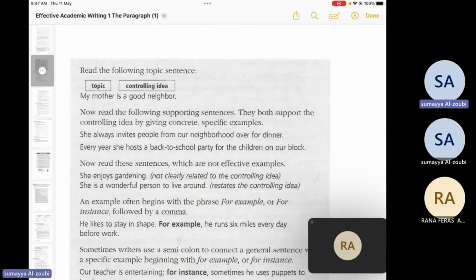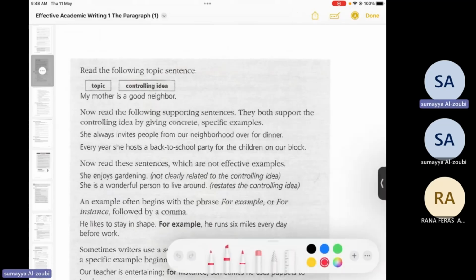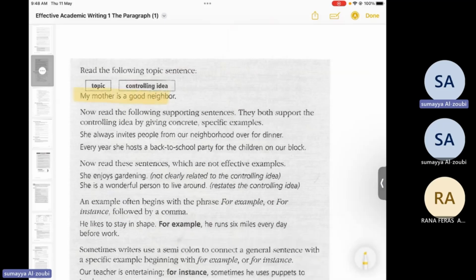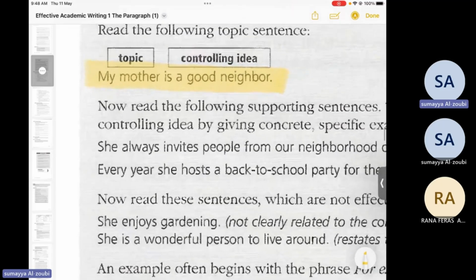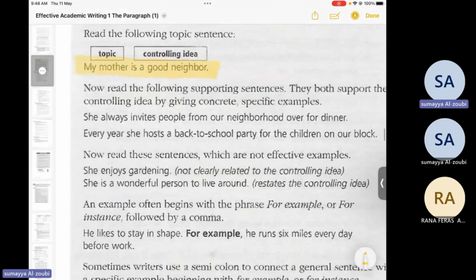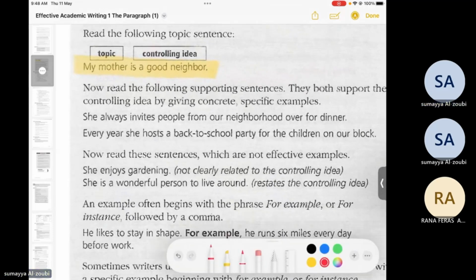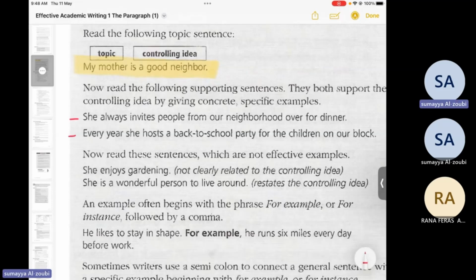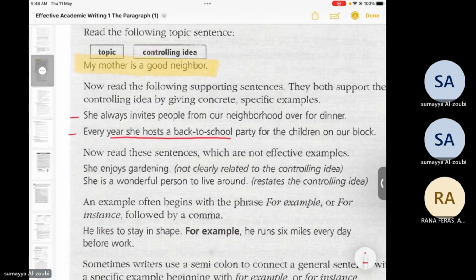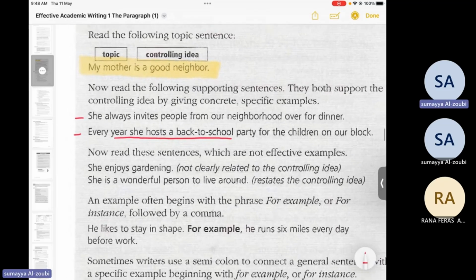If you have this topic sentence: my mother is a good neighbor. Look, this is the given topic sentence. So if they have given you the following examples: she always invites people from our neighborhood over for dinner. And the other example: every year she hosts a back to school party for the children on our block. So yes, there are good examples here in which you clarify what you mean by she is a good neighbor.